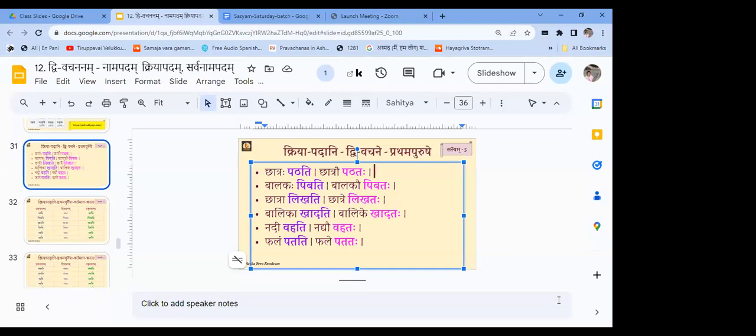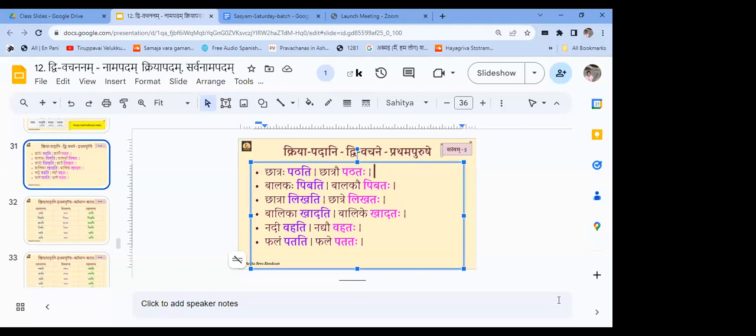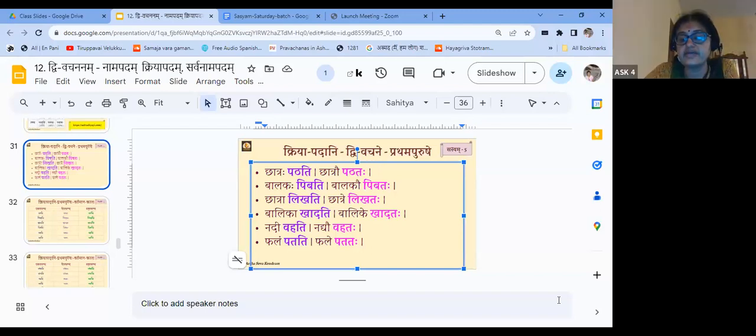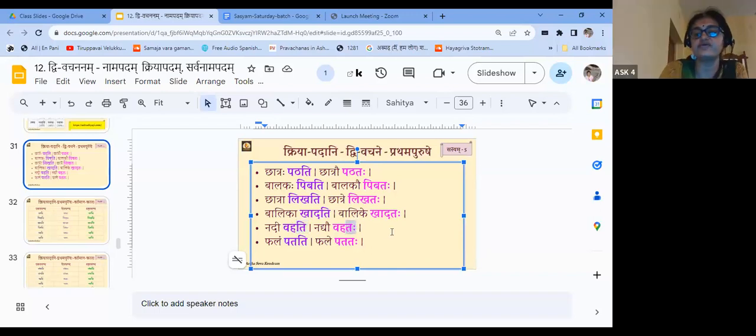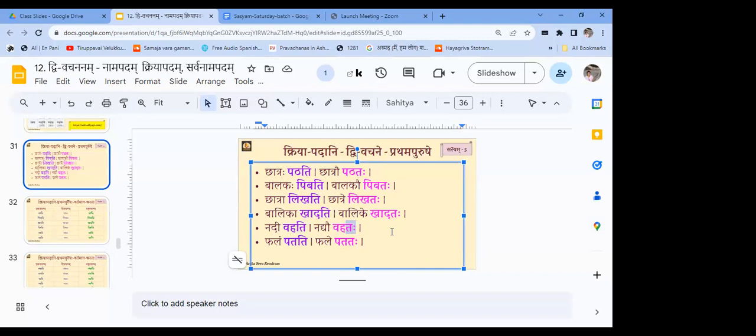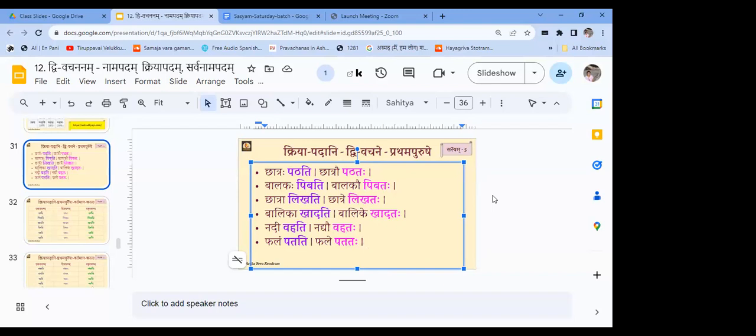पूजा महोदय. नदी वहति, नद्यौ वहतः, and in बहुवचने it will be नद्यः वहन्ति. So it is ti, tah, anti: ti for singular, tah for dual, anti for bahuvachana. So vahati is flow. Okay, astu. नदी वहति, नद्यौ वहतः, and nadyah vahanti.